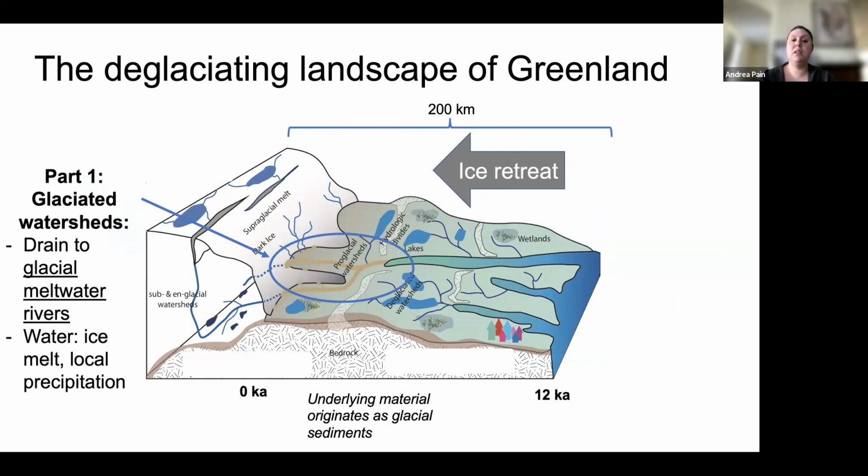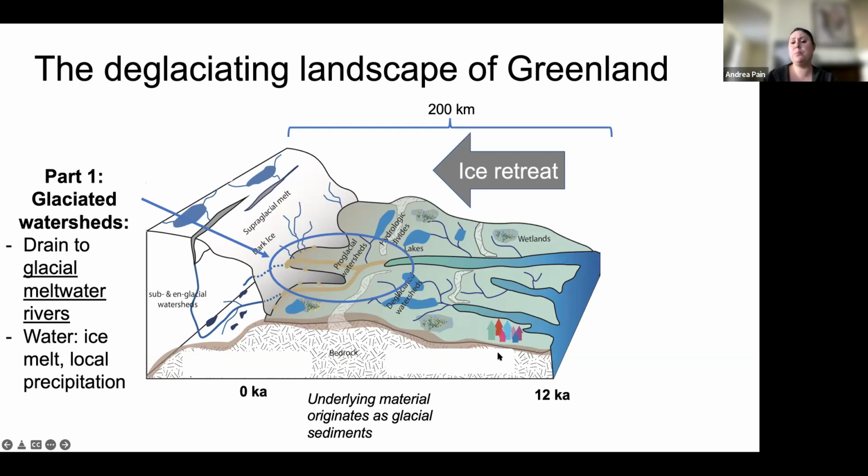The Greenland ice sheet has been retreating for about 12,000 years and has led to the exposure of about 200 kilometers of previously glaciated area that is now exposed to the atmosphere and is undergoing things like soil development and ecosystem succession. A really important feature of this landscape is that the underlying material originated as glacial sediments.